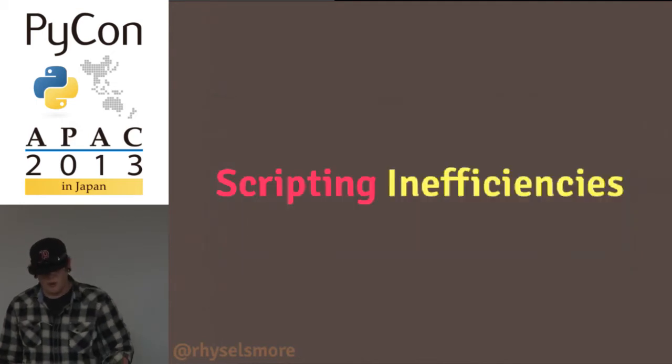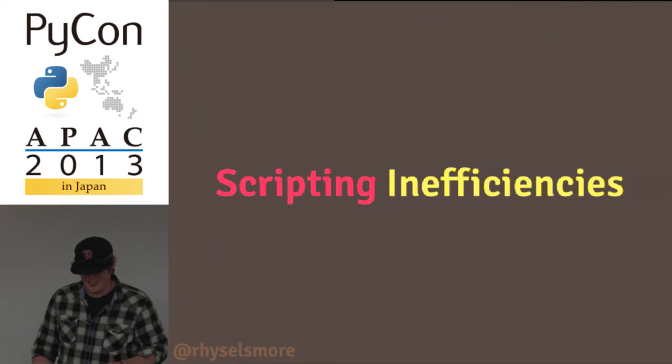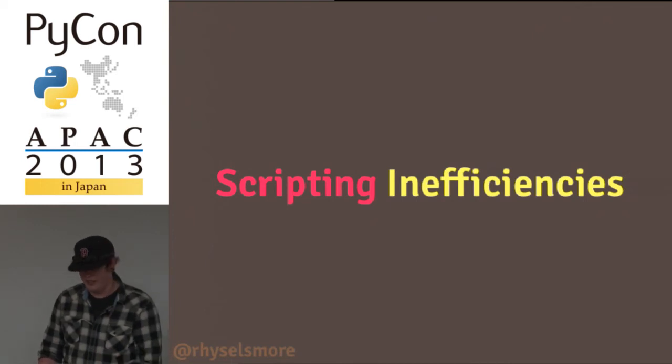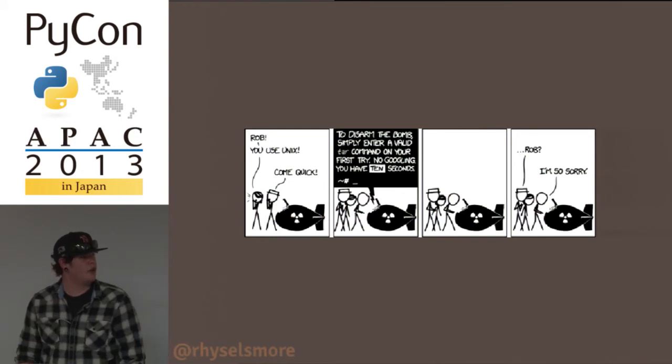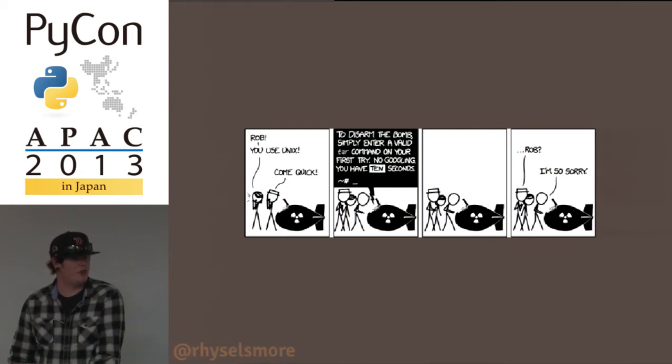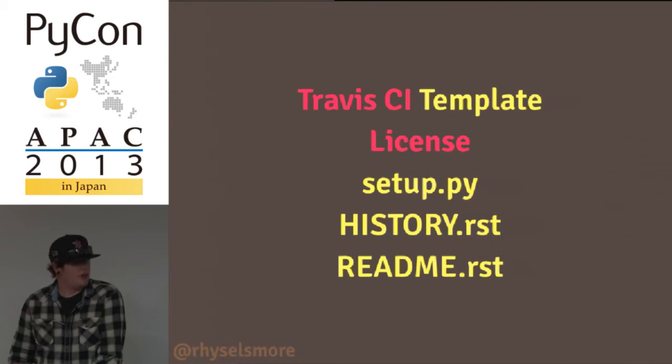I'm all about scripting inefficiencies. I can't explain it or give it enough credit. This XKCD, though, it can. I found that I was going to Google every time I wanted the syntax for setup.py. Now, this script creates files such as this. So directly after running it the first time, I felt like this. I thought that it was absolute Jedi magic.